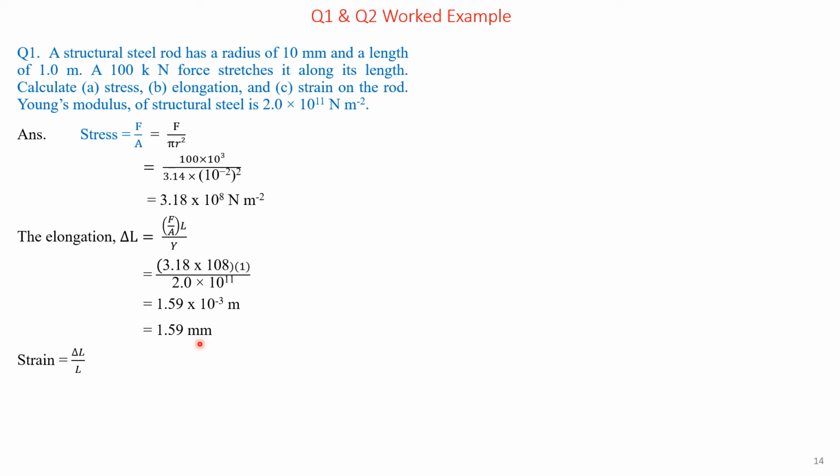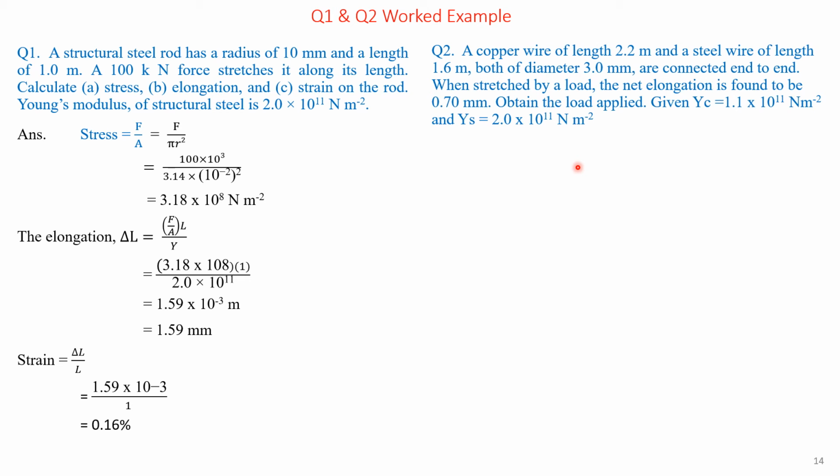Therefore, the strain is given by change in length over original length, that is delta L by L. That is equal to 1.59 × 10^-3, which we calculated previously, divided by 1, since 1 meter is the length of the rod. Therefore, that is 0.16%.